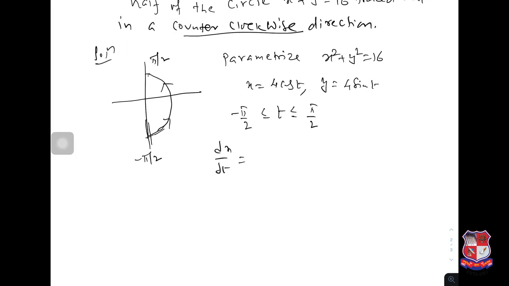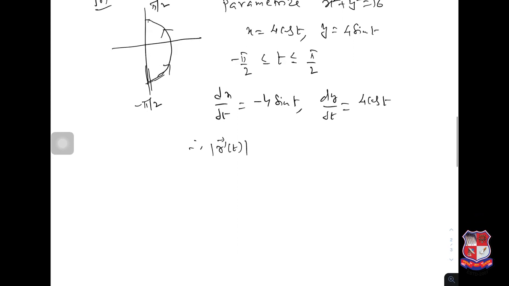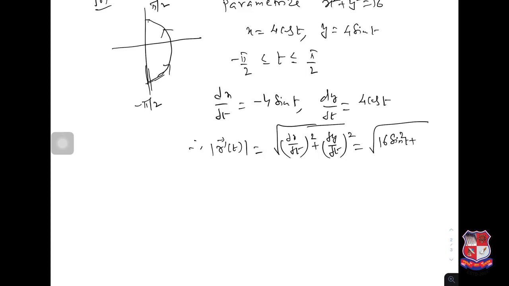Now dx/dt is -4 sin t, dy/dt is 4 cos t, and so the magnitude of r'(t) is the square root of (dx/dt)² + (dy/dt)², which is the square root of 16 sin² t + 16 cos² t, and that is nothing but 4. So ds is nothing but 4 dt.